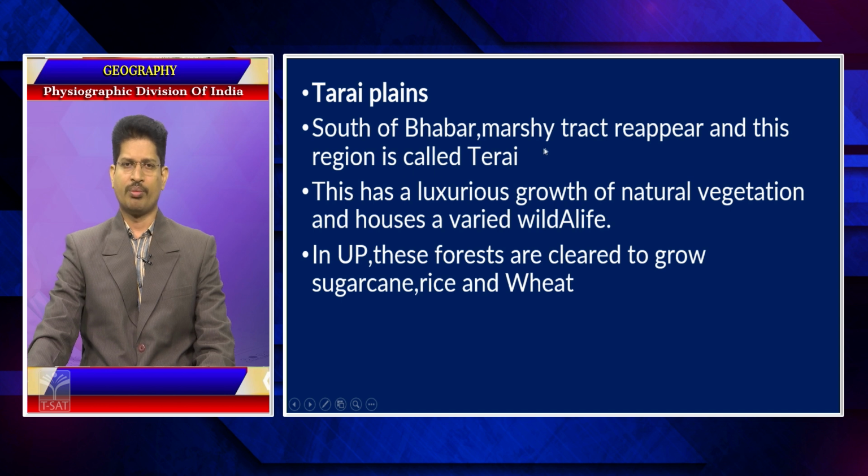South of Babbar, the marshy tract reappears, and this region is called Terai. So, always remember that Terai is to the south of Babbar. This has a luxuriant growth of natural vegetation and houses varied wildlife. In UP, these forests are cleared to grow sugarcane, rice and wheat. So, Terai is feasible for cultivation, whereas Babbar is not.